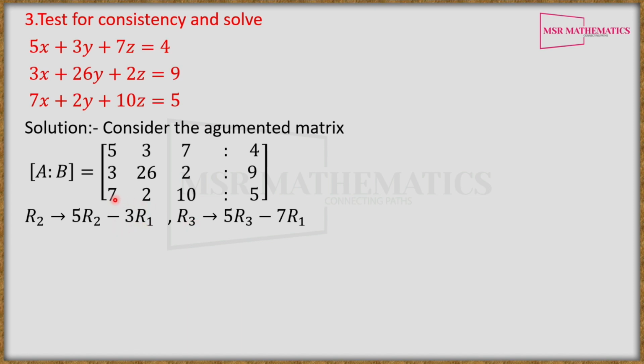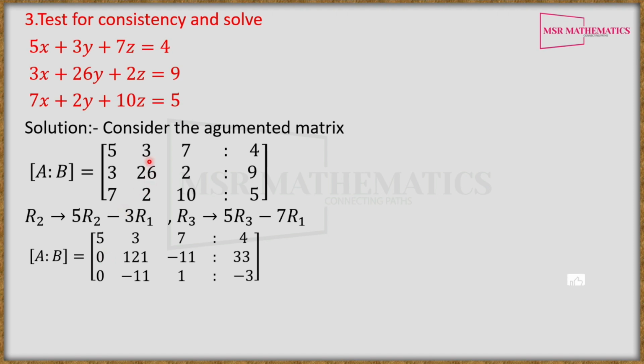Similarly R3: here we have 7, here we have 5. So multiply this by 5, and multiply this 5 by 7. So R3 is 5R3 minus 7R1. So we obtain a new matrix as, here first row is same, second row is, here 5 into 3 is 15, 15 minus 5 into 3 is 15, 15 minus 15 is 0. Here 5 into 26 minus 3 into 3, that is 9. 5 into 26 minus 9 is 121. Here 5 into 2 is 10, 10 minus 7 into 3 is 21. So we get a value as minus 11.